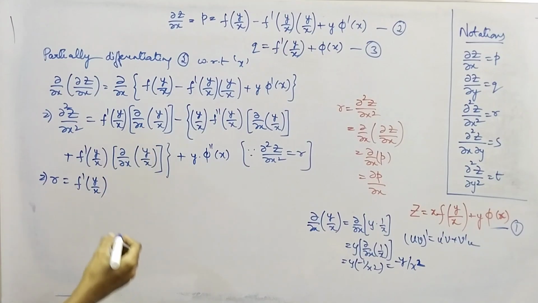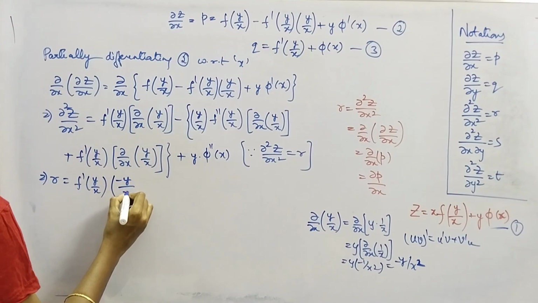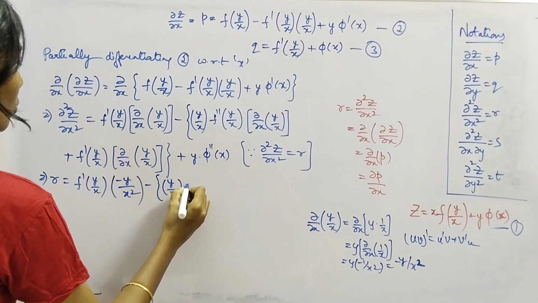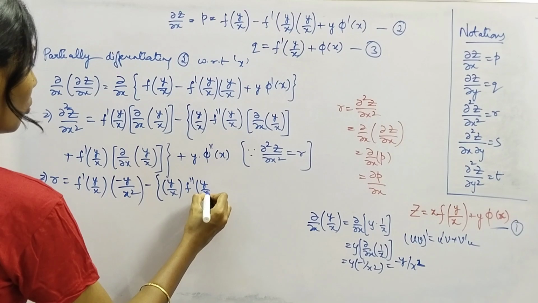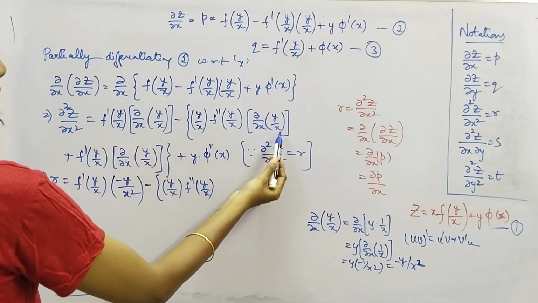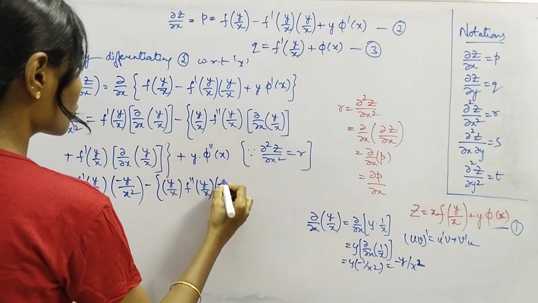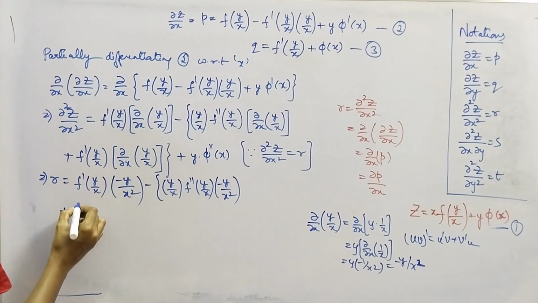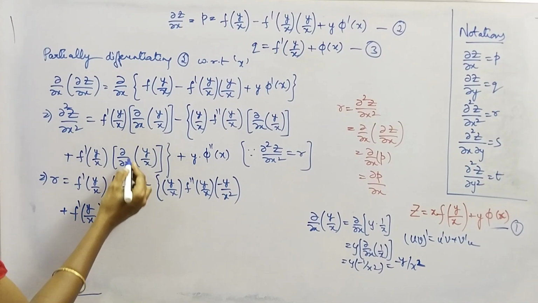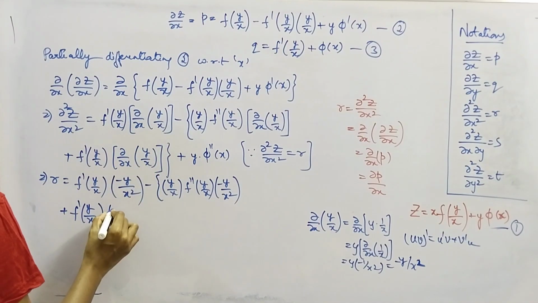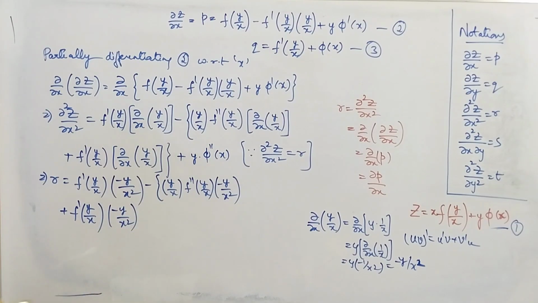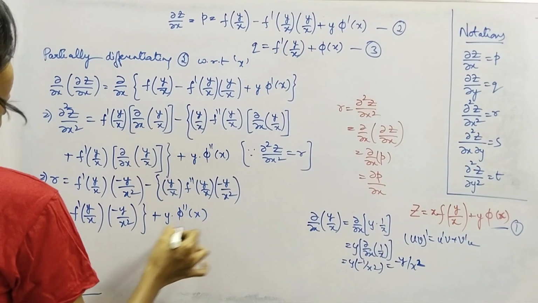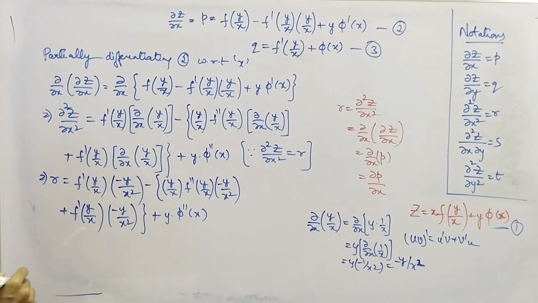Just replace it by minus y/x², minus of y/x into f''(y/x) into, again, the partial derivative of y/x with respect to x, which is minus y/x², plus f'(y/x) into the partial derivative of y/x, which is minus y/x², plus y into φ''(x). Now just simplify it.